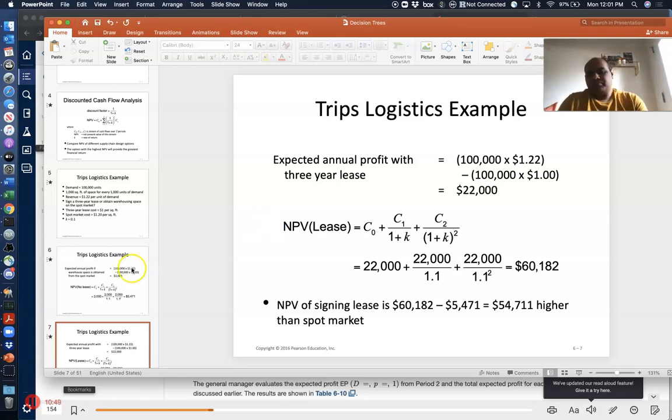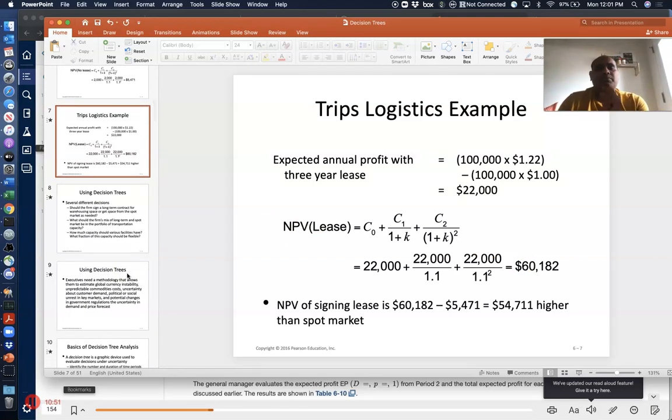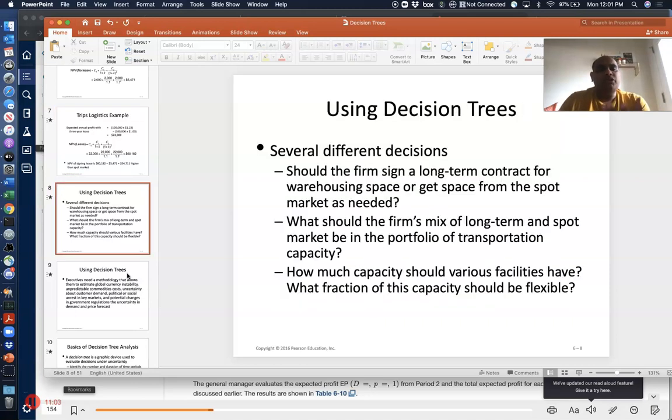Okay, proceeding. So let's continue with this TRIPS logistic problem and talk about what I said before. What if demand is variable? What if spot market prices are variable? How do you manage that? How do you understand that? So for that, we will use a technology. We'll use the idea of decision trees.